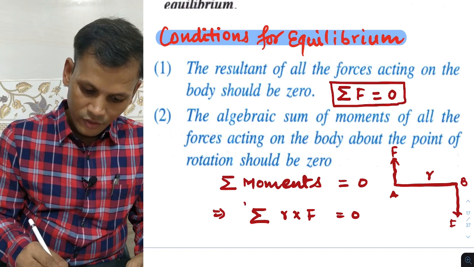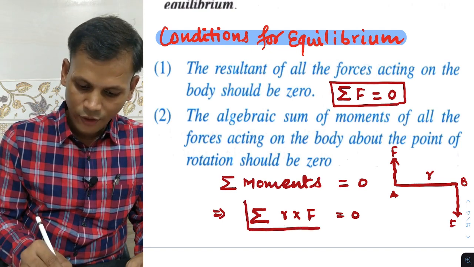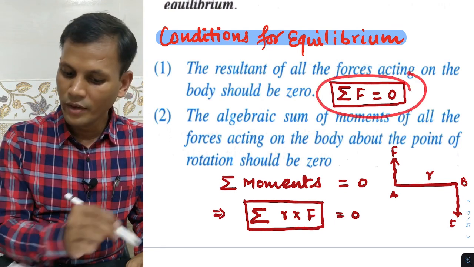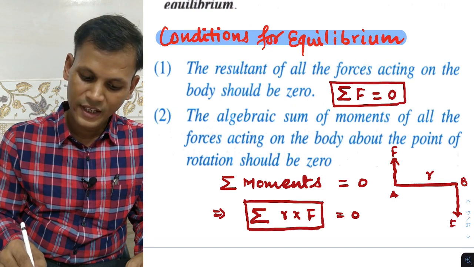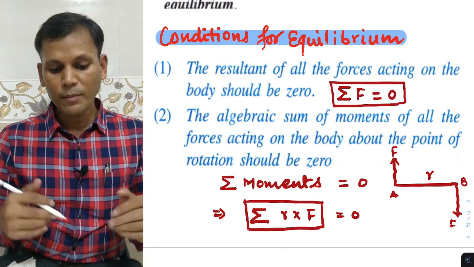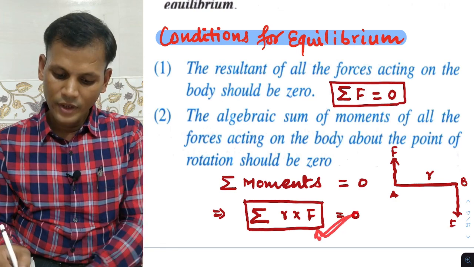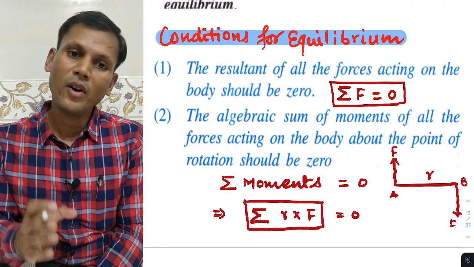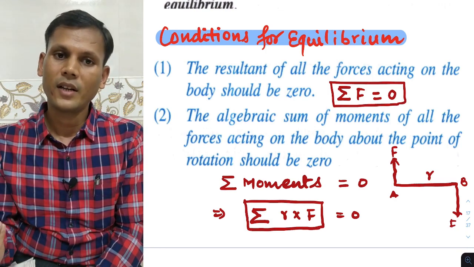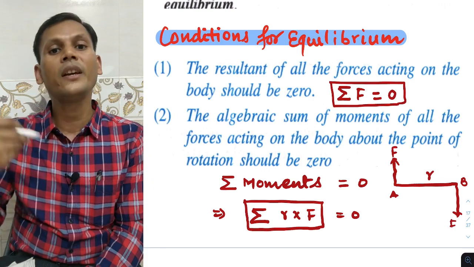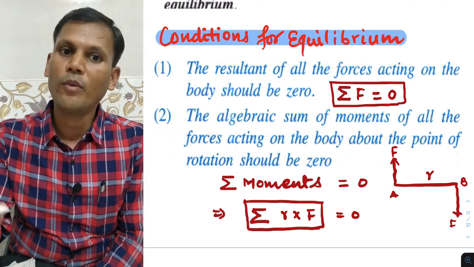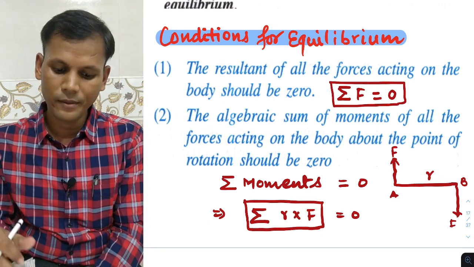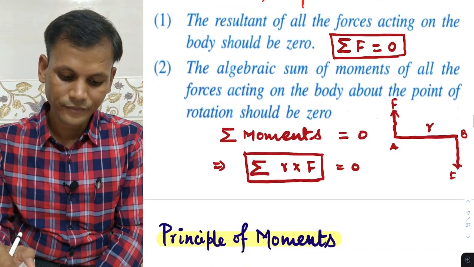So we have two conditions for the equilibrium. One is summation of all the forces is 0, and second is summation of all the moments is 0. Sometimes we can remember it like this: sum of all the clockwise moments will be the same as the sum of all the anti-clockwise moments. So clockwise moment must always be equal to anti-clockwise moment. That is simply the principle of equilibrium that we will see further.